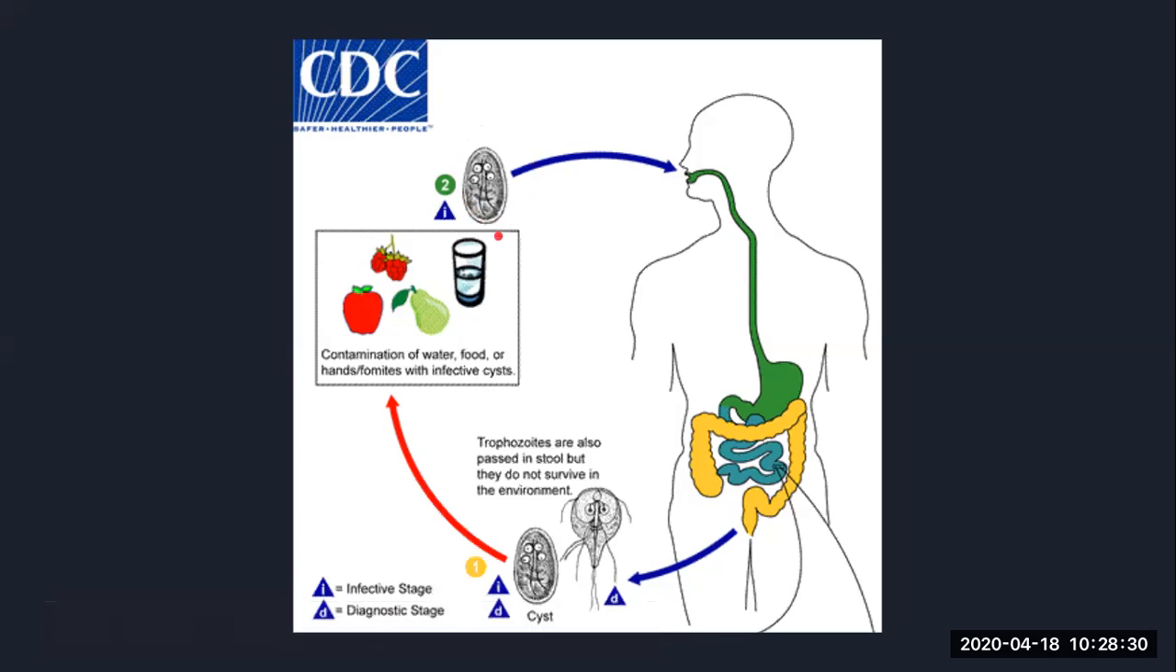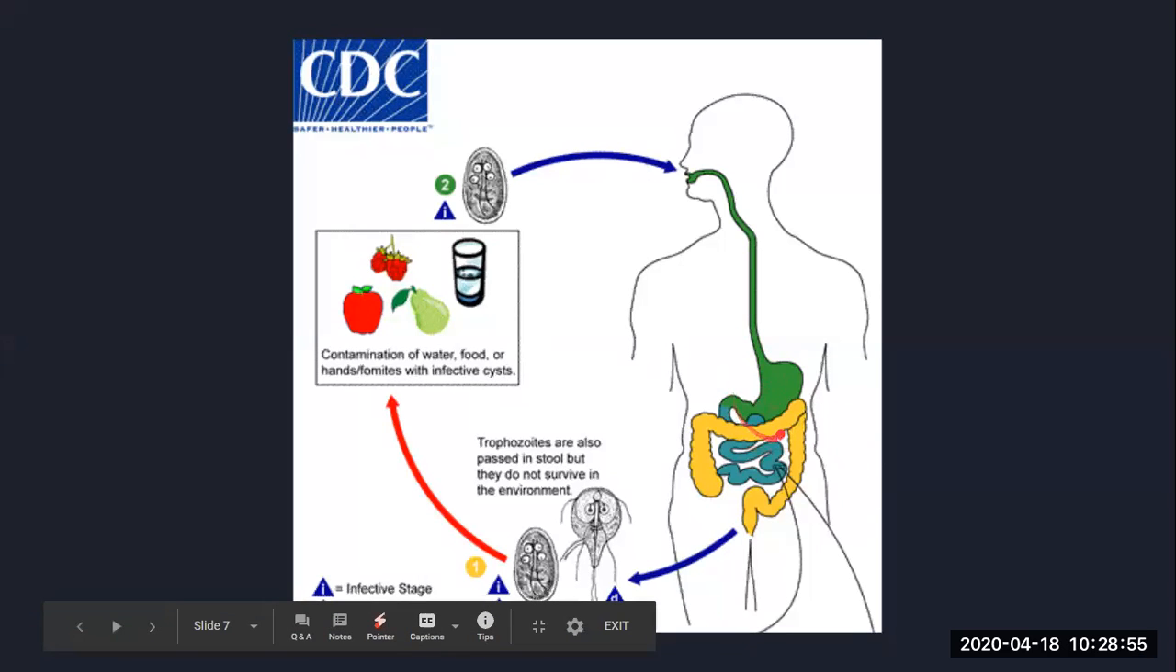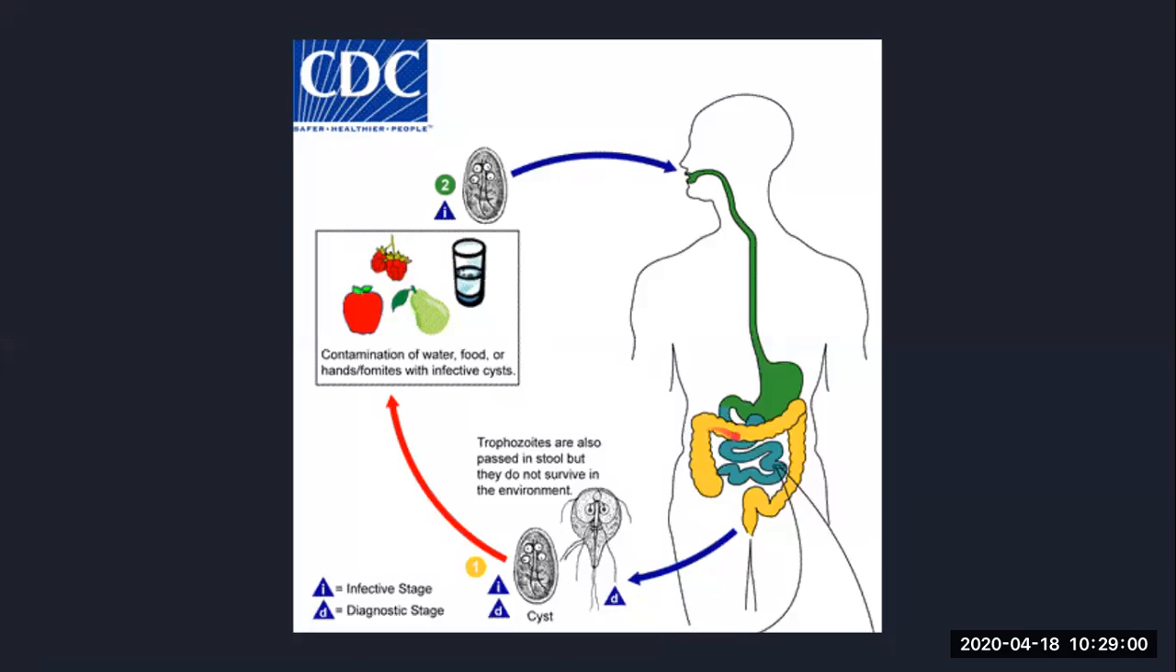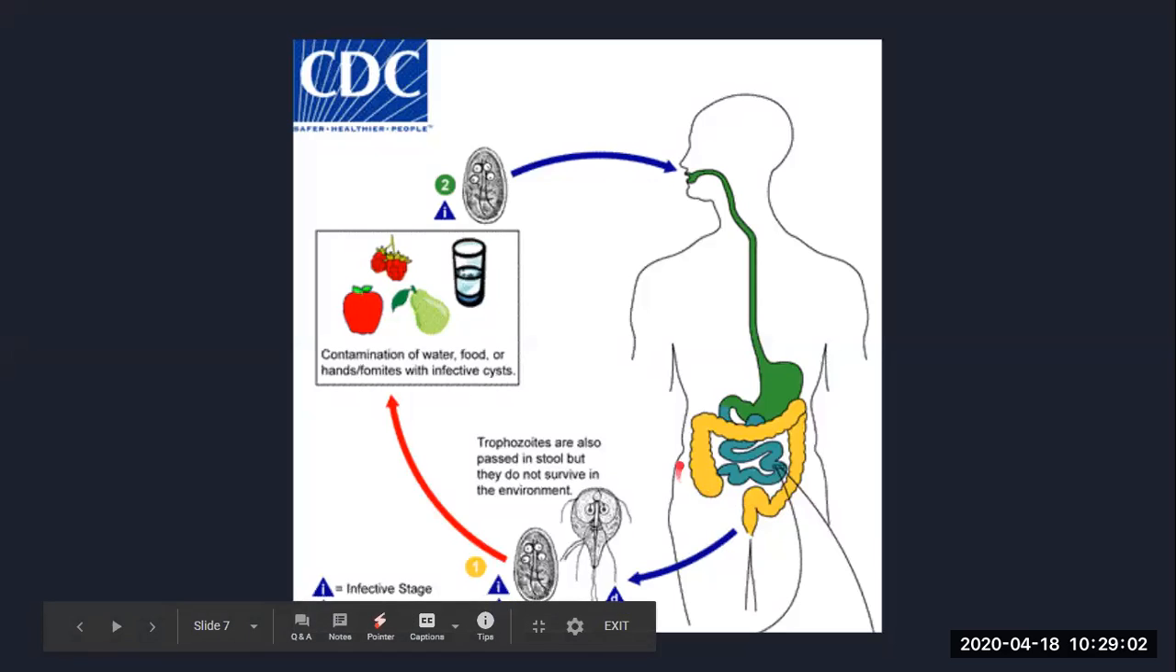And this form actually has a harder layer around it that protects the inner layer. It's not as hard as the shell of maybe a snail, but they have some kind of shell around them that protects them from harsh environments. So that's how they're able to make it through your stomach, because the acid in your stomach would not kill these things. They pass through your stomach and end up in your intestines.